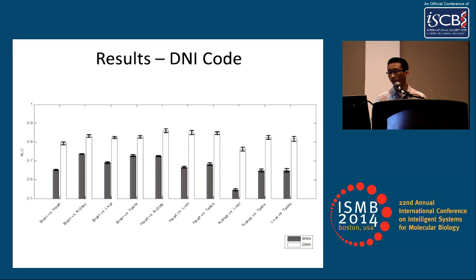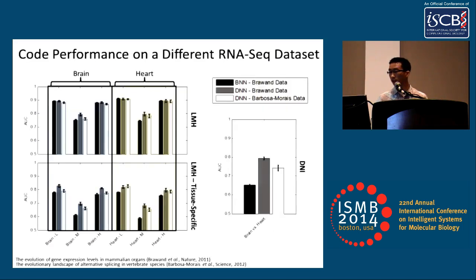So we trained it on this data set from Keisman's lab. So this is the code's performance on a different RNA-seq data set. These are results from a different research group. And just focus on the white bar and the gray bar here. Sorry, actually focus on all the bars. The black bar is the original work, a Bayesian neural network trained on the Keisman group data. DNN, the gray one, is just repeating the results I've shown in the previous slide. The white here is the interesting thing, where we used our model trained on the Keisman, the Brawand data, and used it to predict what happens in a different group from Benjamin Blencowe's lab, the Barbosa-Morais data.